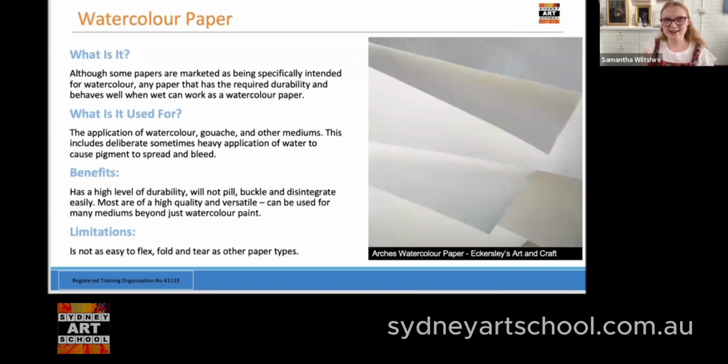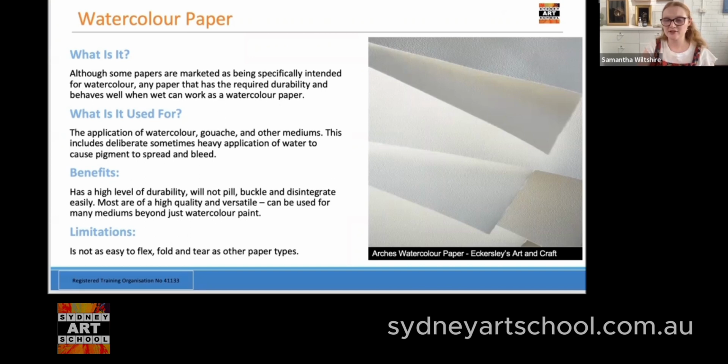Now let's talk about watercolor paper. So what's interesting is that any paper can actually be a watercolor paper, just depending on its material characteristics. So we do see a lot of paper which is marketed specifically as watercolor paper, but you don't need to be limited just to those. There's lots of surfaces which will take watercolor. So really, it's just a surface which has the required durability and behaves well when wet.